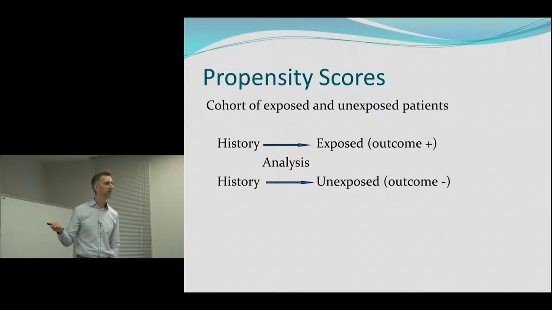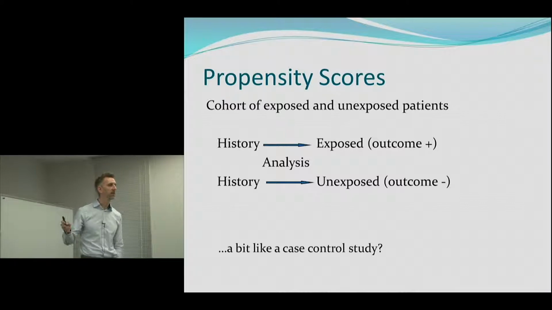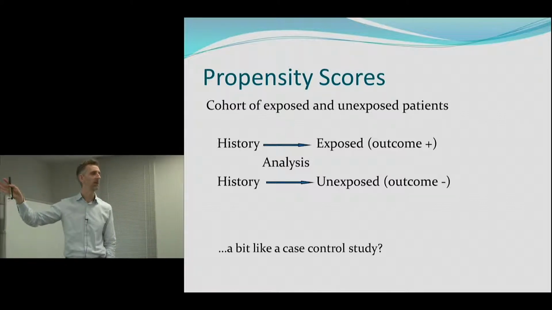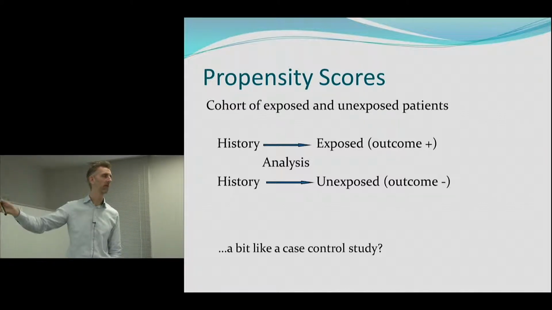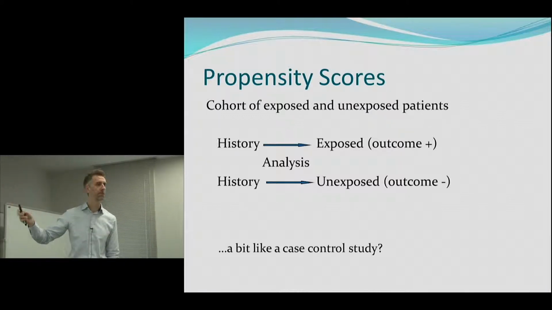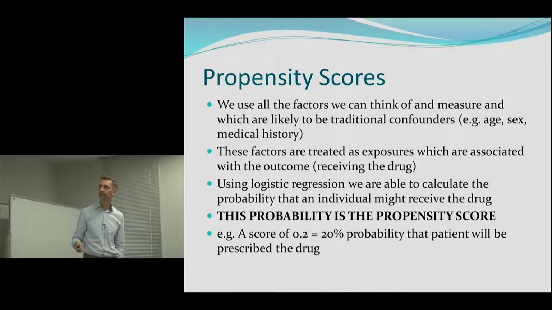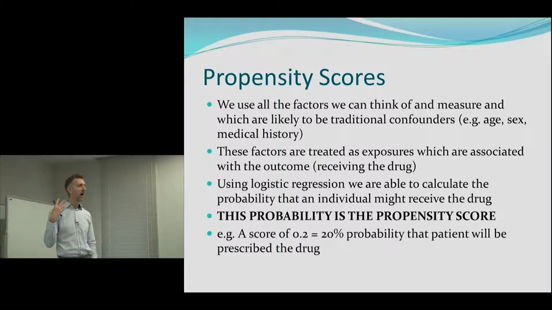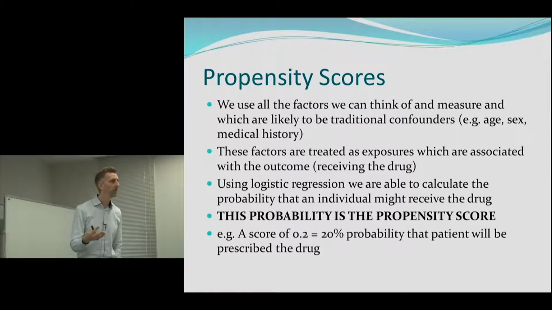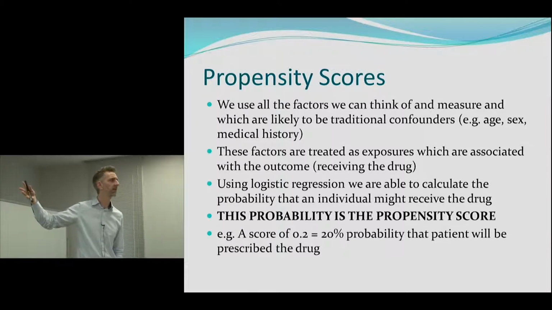Does that make sense? So it's a little bit like a case control study. So this is the starting point for using propensity scores, that we start just with the exposure and look at the risk factors. So we think of all the risk factors we can, and we put them into a statistical model as exposures that may have led to the outcome, which is receiving a statin.